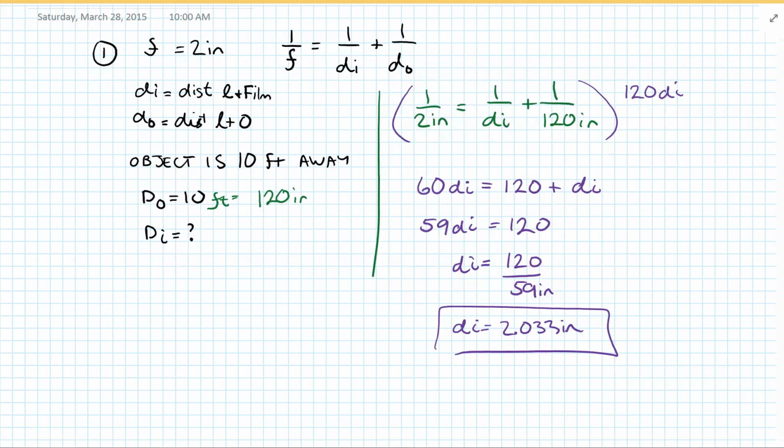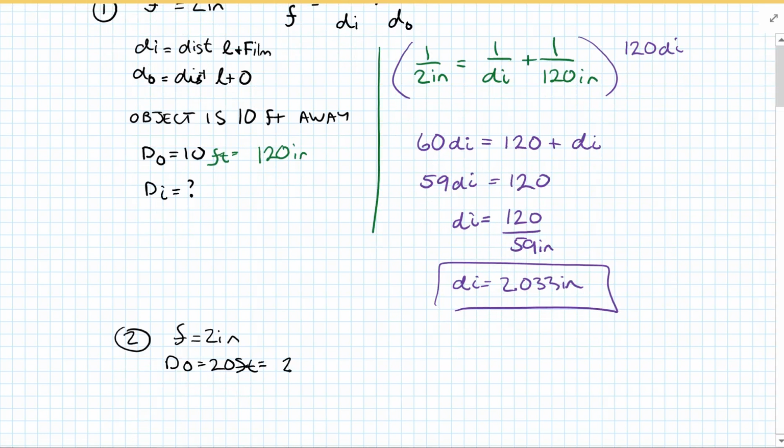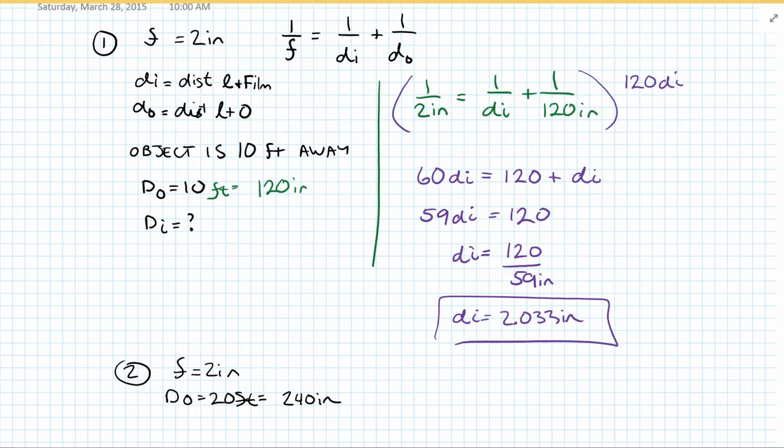Number 2. It's going to use some of the same information up above. So number 2 tells us this. The object is 20 feet away. How far should the lens be from the film now? Okay, so F still equals 2 inches. DO equals 20 feet, which is going to be, what, 240 inches? Again, make sure everything's in the same unit of measure.